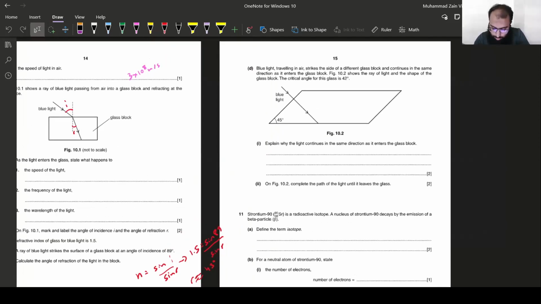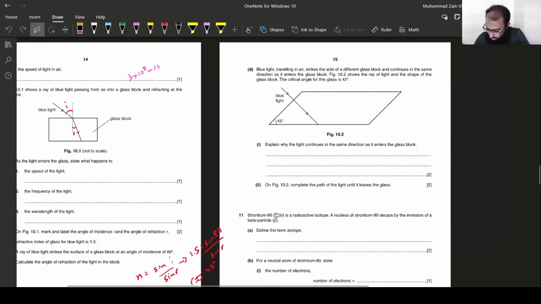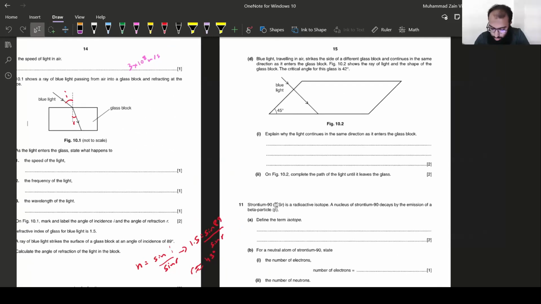And then this blue light traveling in air strikes the side of a different glass block and continues in the same direction as it enters the glass block. The diagram shows a ray of light in the shape of the glass block. The critical angle for this glass is 42 degrees. I just now need to complete this diagram.